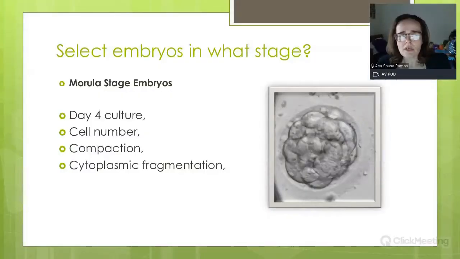While when we're talking about the morula stage, we select or grade the embryos by the number of cells they have, the compaction, that's when the cells or blastomeres lose their definition, and if it has some fragmentation. This stage is usually a stage that we don't use so much. It depends on the clinics, the countries and the protocols, because sometimes it's difficult to classify at this stage.